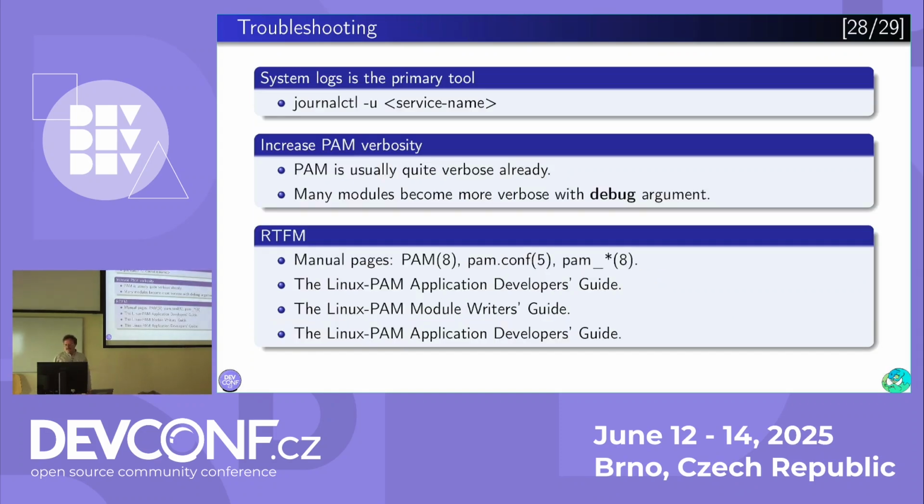So if you really have to troubleshoot things, first of all, look at the logs. PAM is very verbose by default and has a lot of information, and many modules also have a debug argument, and this argument makes them even more verbose. And the first thing I should have said, but I didn't, is to read the docs. PAM has a lot of documentation, really a lot. And almost all I've been talking about today is written somewhere in these docs.